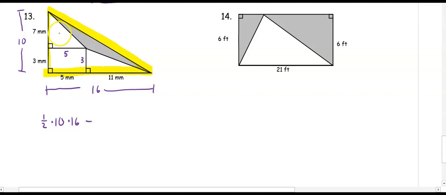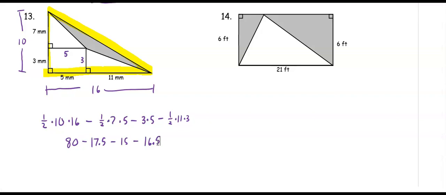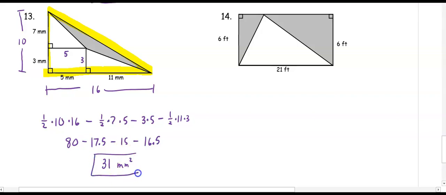So first we have this triangle up top that has the dimensions of a base of 5 and a height of 7. So 1/2 times 7 times 5 minus our rectangle, which is 3 times 5, minus our other triangle, which is 1/2 times 11 times 3. So we're going to do each of these areas separately. So we have 80 minus 17.5 minus 15 minus 16.5. So when we subtract from 80 the 3 parts that are not shaded, we get our area is 31 millimeters squared.